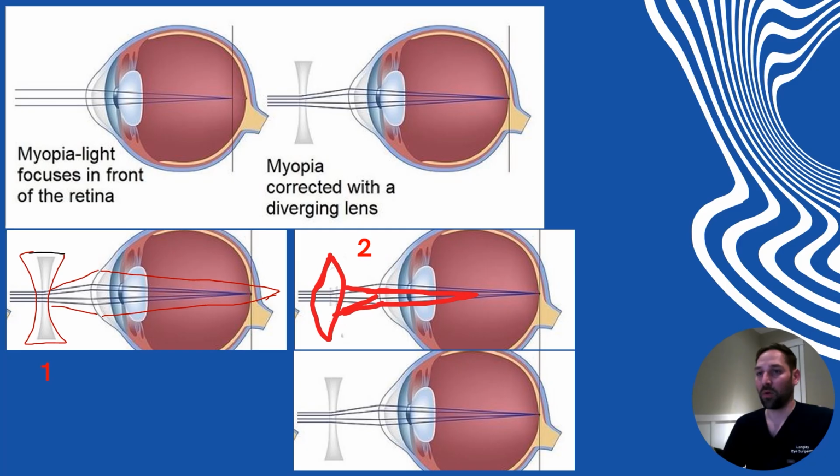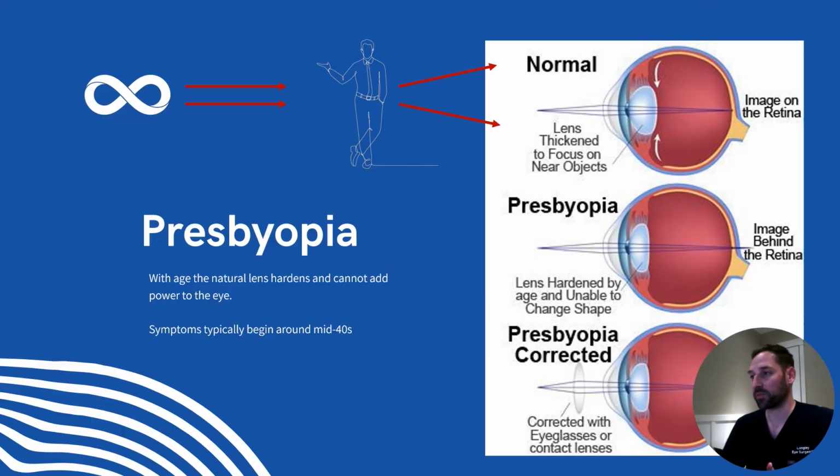We may overestimate this, and we may put the light behind the retina. And then we may put in a lens that's actually a plus lens, saying what's better, one or two? And in this case, the light is bent too strongly and is in front of the retina. And we continue this process, 1, 2, 1, 2, until we find the right strength of lens to place the light onto the retina. And that's what the glasses prescription is.